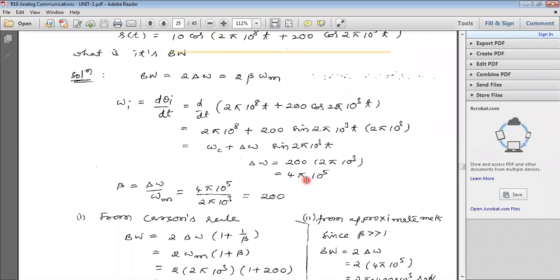Now, already you know delta omega. From this we calculate the beta value, that is the modulation index. Modulation index is equal to delta omega by omega m. Already you know that formula. So what is the omega m value? In place of omega m, we have 2 pi into 10 power 3. So substitute both delta omega and omega m. We have a modulation index of 200.